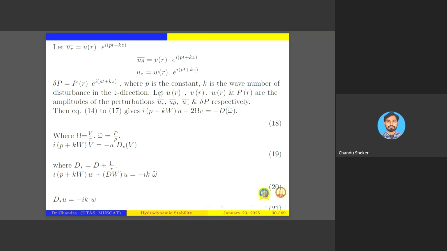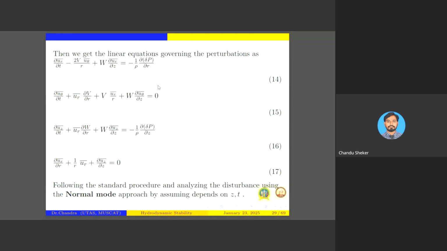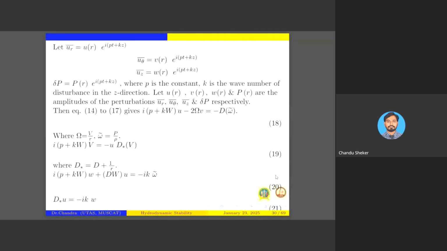Now, if we use this normal mode approach in our previous equations 14, 15, 16 and 17, we get the new equations like this: i(p + kW)U minus 2 omega V equal to minus D omega bar, where omega equal to V by R and W bar equal to P by rho. From the above we get these four equations. And this is a very important one: i(p + kW)V equal to minus U into D star V, where D star is D plus 1 by R.